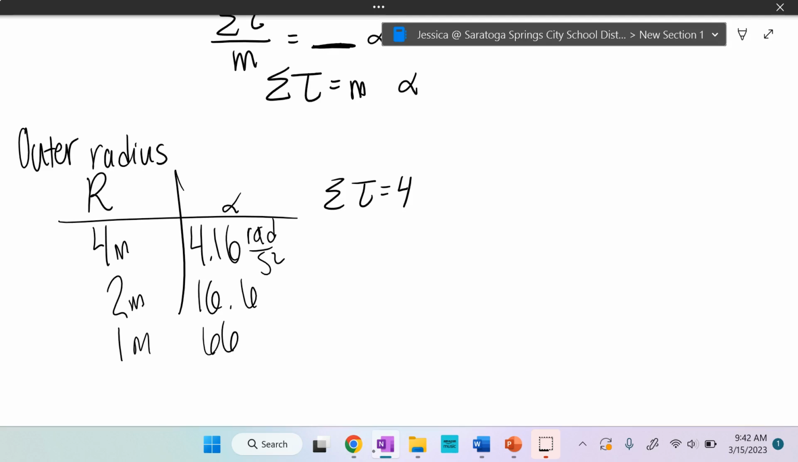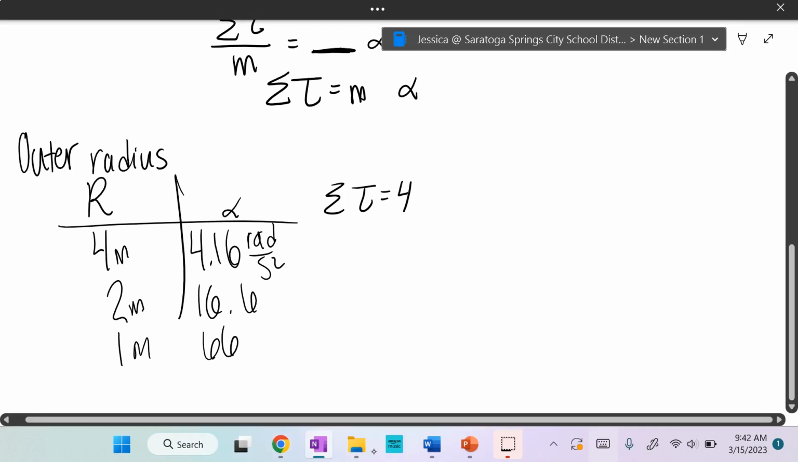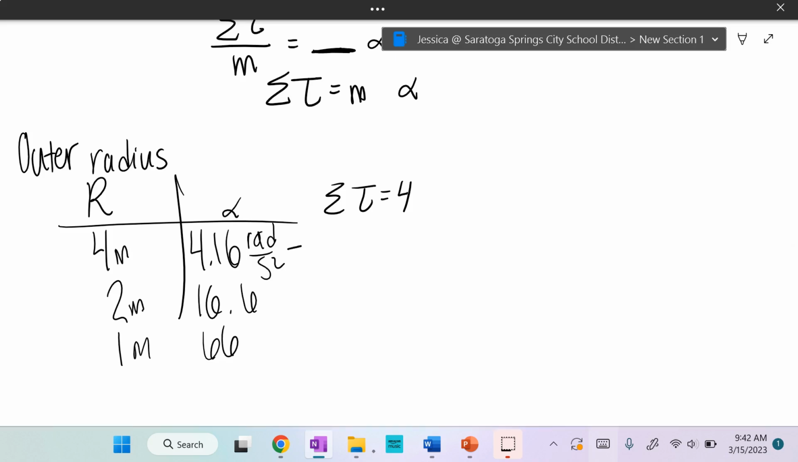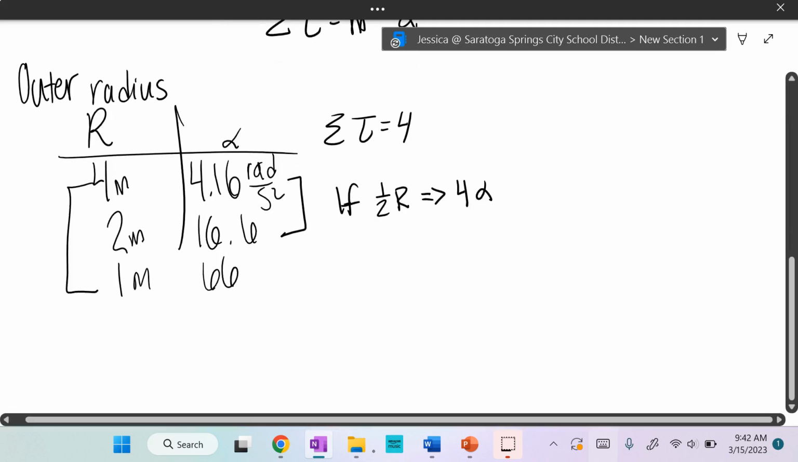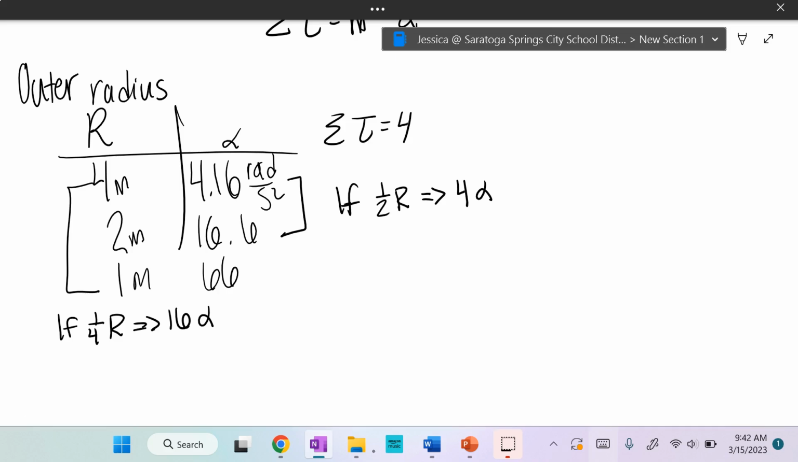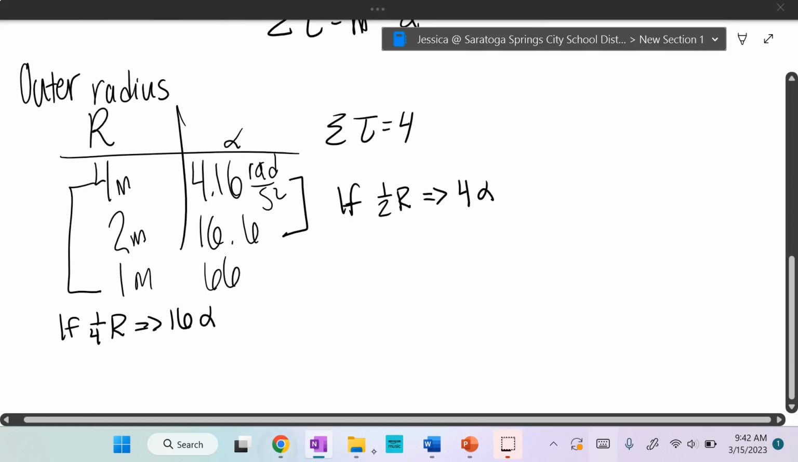Okay. So the pattern that I'm sort of seeing here, and it's not necessarily exact because their numbers are a little bit wonky, but what I'm seeing here is that if I half the radius, I get about 4 times the angular acceleration, because 4 times 4 is 16. And what I'm seeing between these first and last one is that if I quarter the radius, that's leading to about 16 times the acceleration. Because 4 times 16 is about 64, which is about 66. So what this is telling me is that R and angular acceleration have an inverse square relationship.